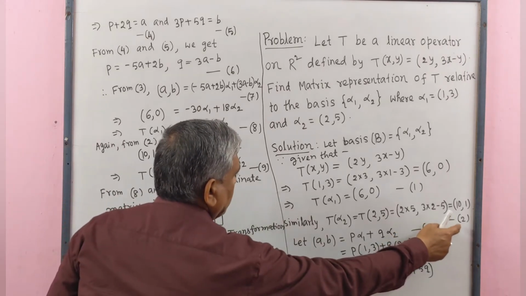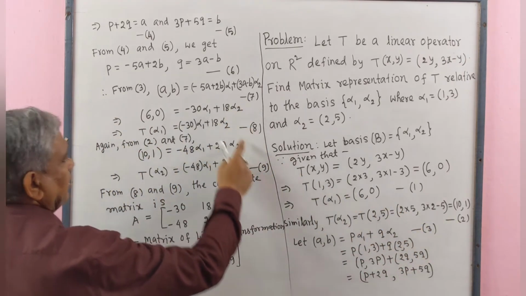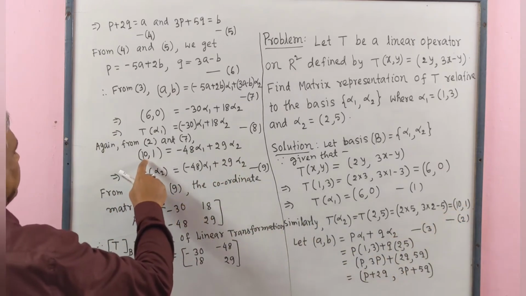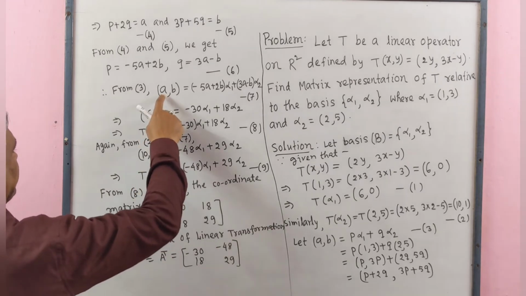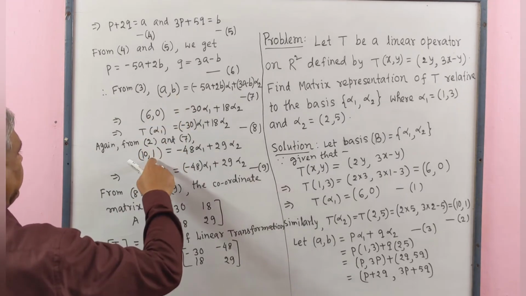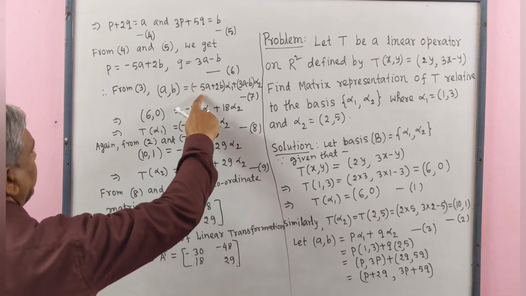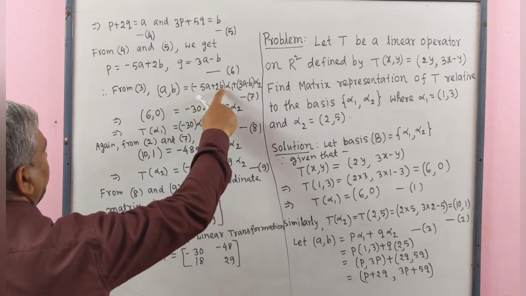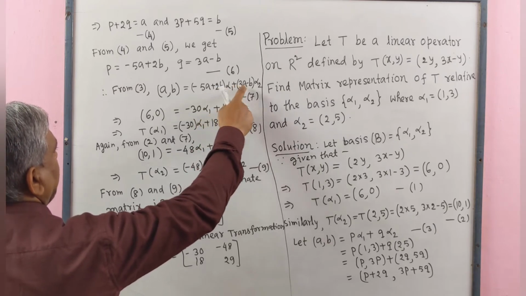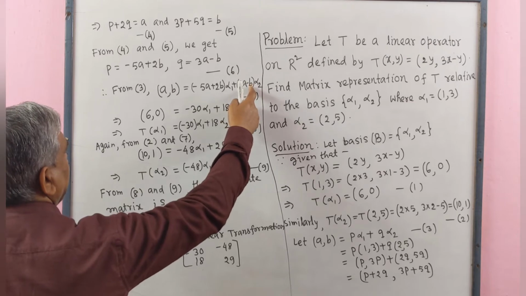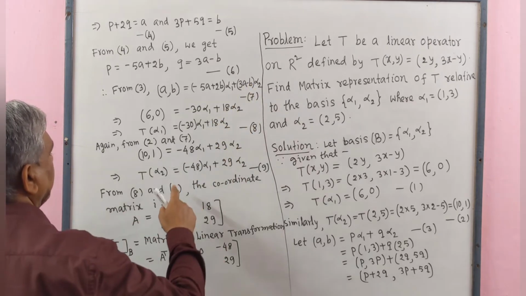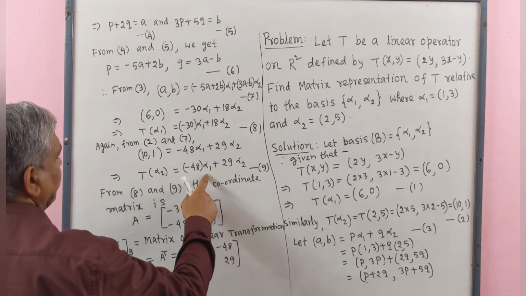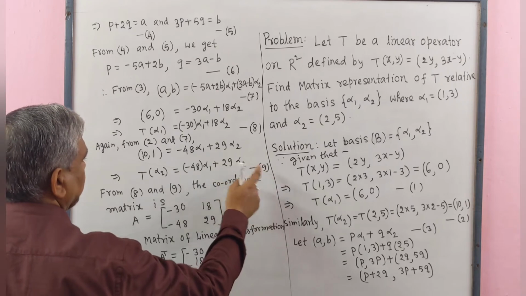From 2 and 7, in 2 we have ordered pair (10, 1). In place of A we write 10, in place of B we write 1. And also on the right side, in place of A we write 10, in place of B 1, and we will get T alpha 2 equal to minus 48 alpha 1 plus 29 alpha 2. This is 9.